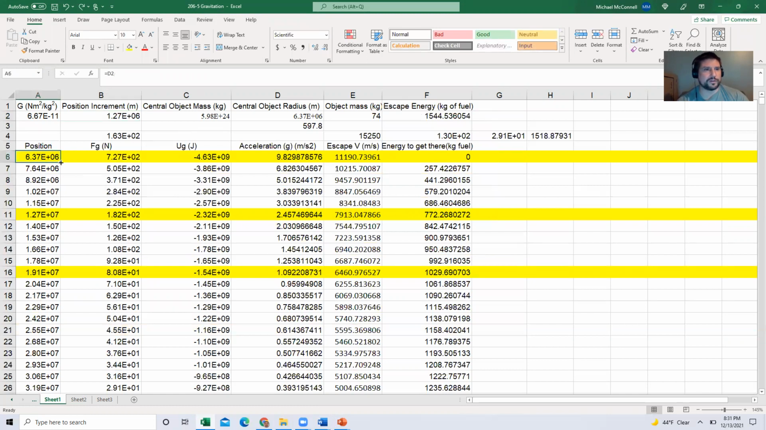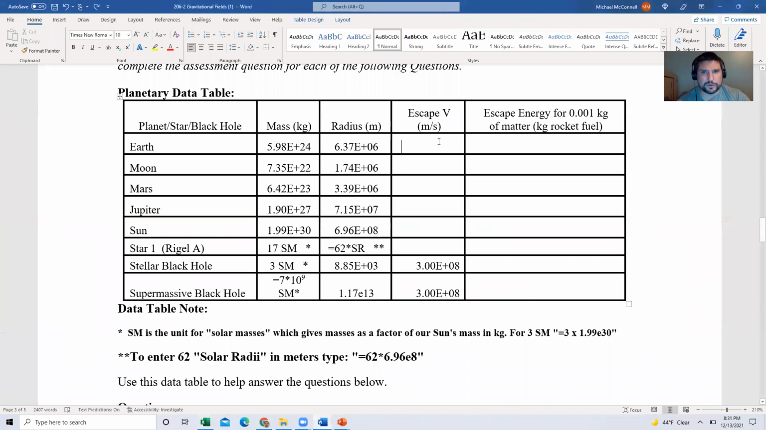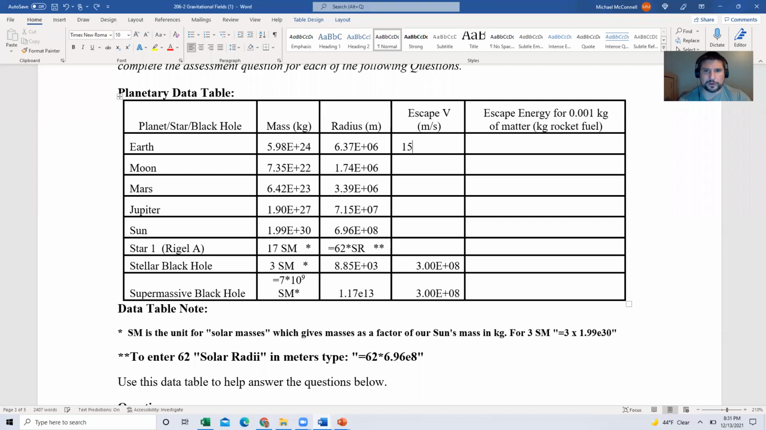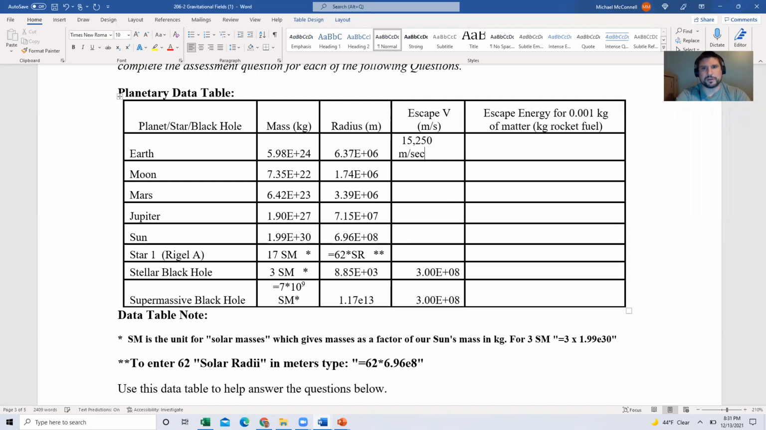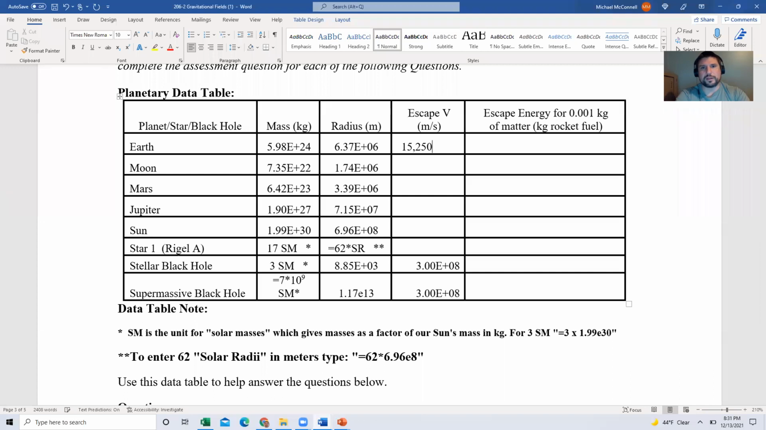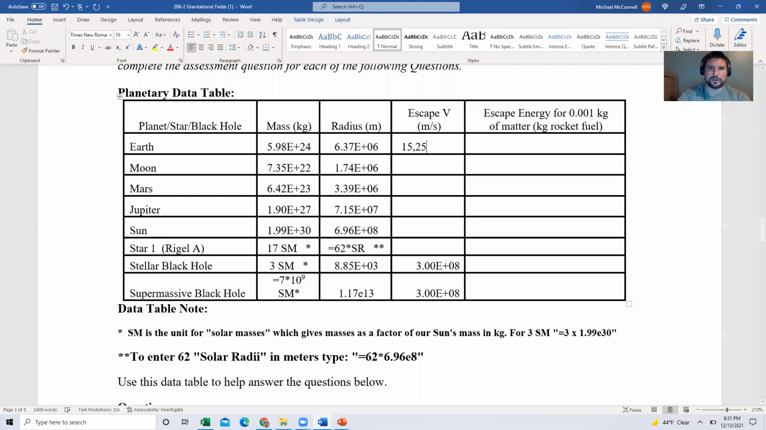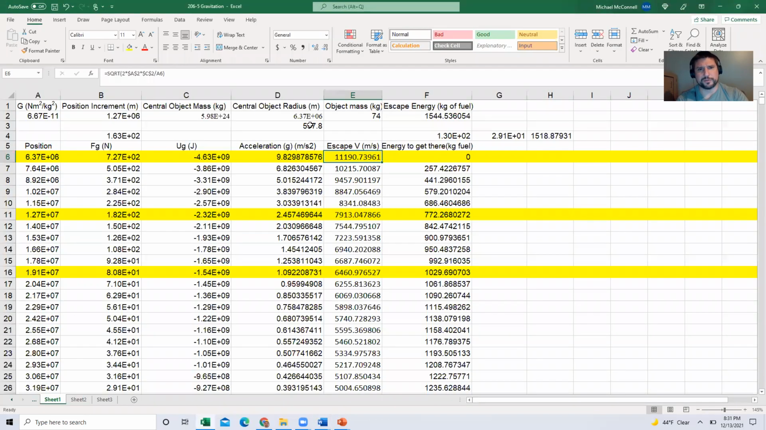For the sake of answering the questions here, the escape velocity would be 15,250 meters per second, which you would type here. Or actually, I think it shouldn't be that. That's just a calculation. The escape velocity is right here: that's the 11,200 meters per second. I don't know where that 15,250 came from. Actually, that was one of the problems, just a piece of information from there.